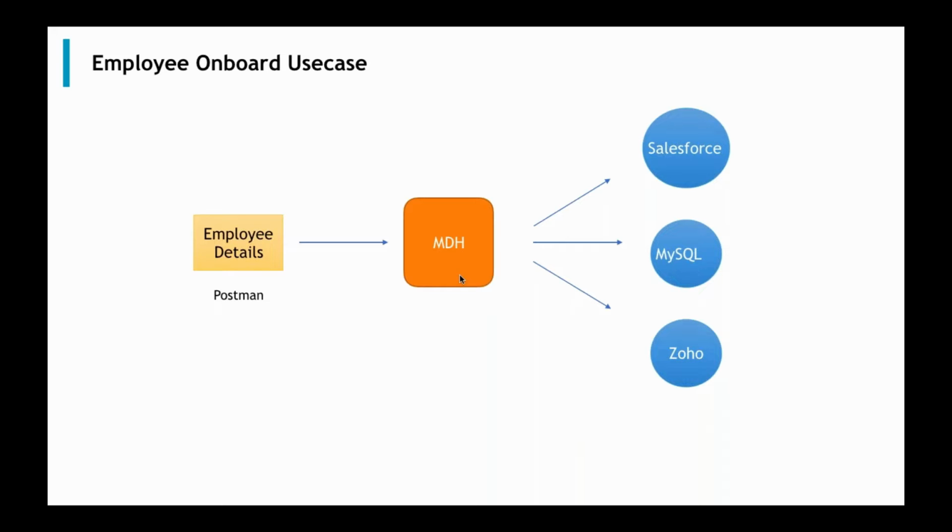In our use case, we get the employee information from Postman and we build an integration process that listens to that employee data and sends it to Master Data Hub. In Master Data Hub, we configure the fields and validations to get a golden record. So all the golden records are then sent to the end applications via Boomi integration processes. Right? So let's now configure Master Data Hub.